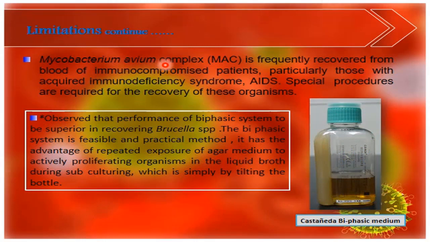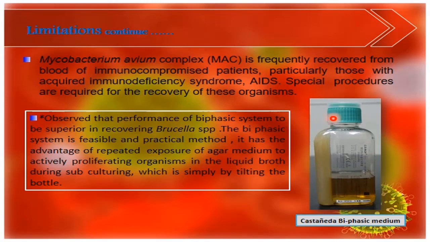Mycobacterium avium complex is frequently recovered from the blood of immunocompromised patients. In immunocompromised patients, we can easily find Mycobacterium avium, particularly in those with acquired immunodeficiency syndrome, AIDS. Special procedures are required for the recovery of these organisms.